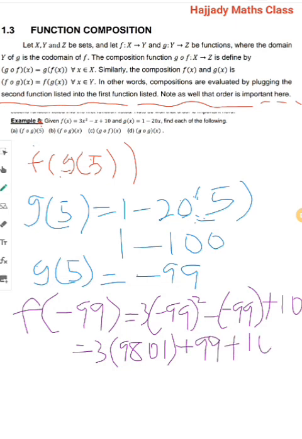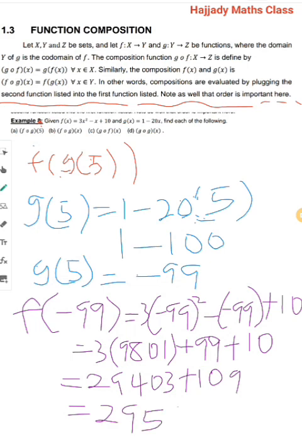Plus 10. Multiplying this 9,801 by 3, we have 29,403, plus 99, plus 10, which gives 109. So adding this together, finally we have 29,512. So that is our f of g of 5.